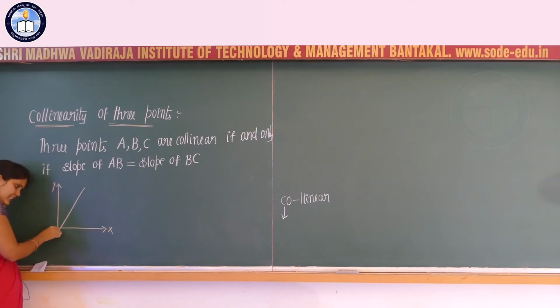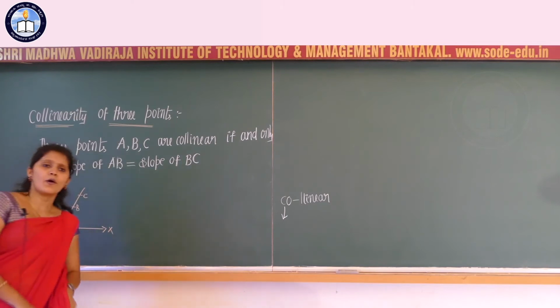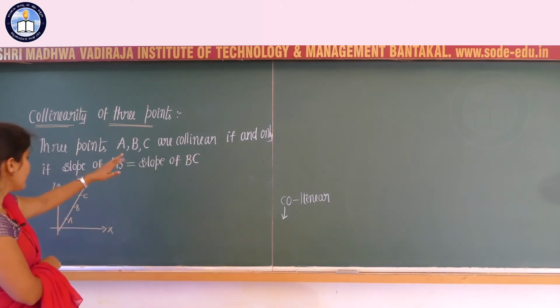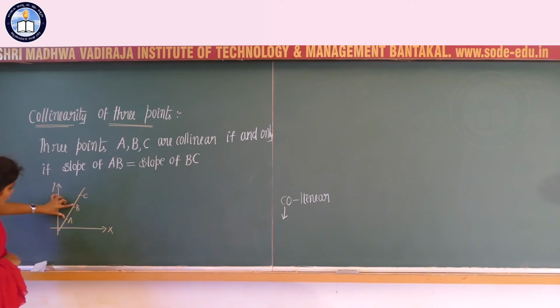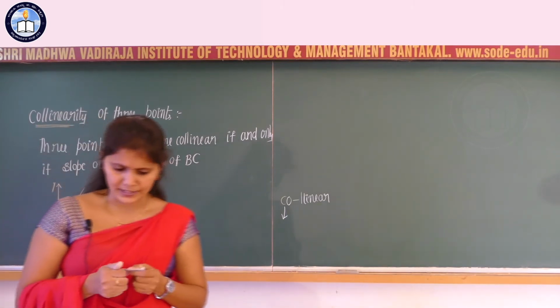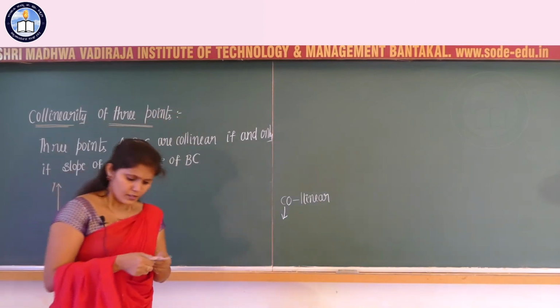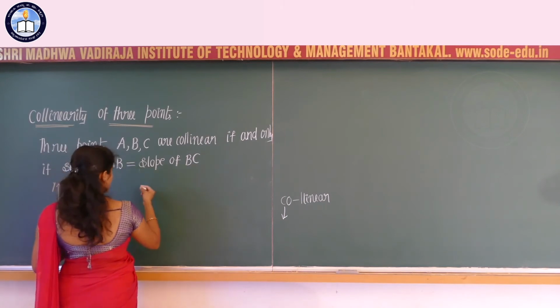So if we are considering any 3 points A, B and C, then the points A, B, C are said to be collinear. In order to prove the collinearity of 3 points, we are considering the definition of slope. If the slope of the line joining 2 points A, B is equal to the slope of the line joining 2 points B, C, then we can say that A, B, C are collinear. So let us consider one question with respect to this.